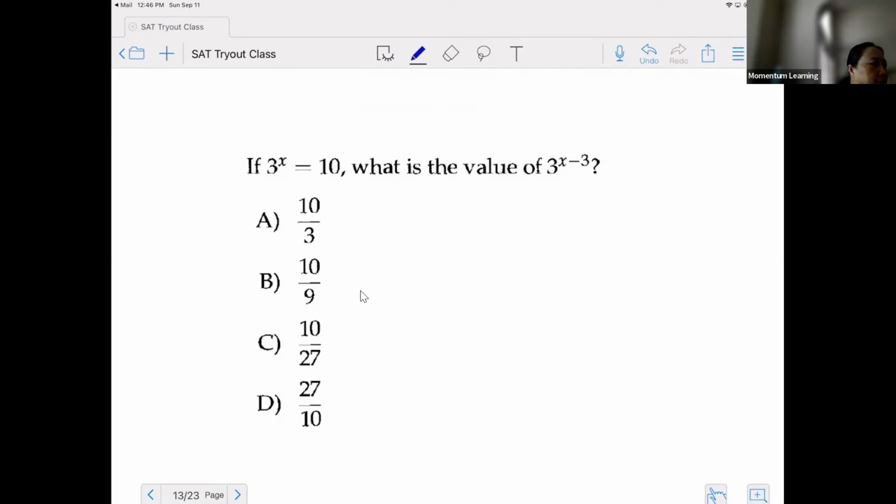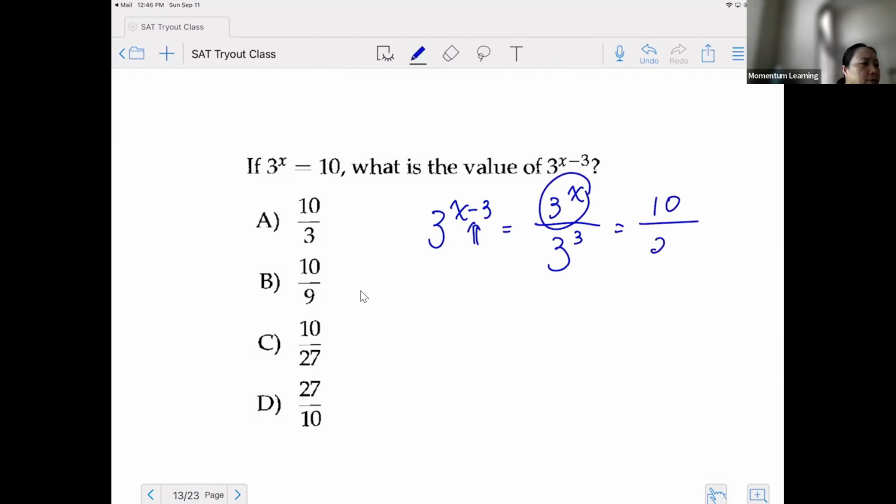So I already know 3 to the power x, 3x minus 3. That's the formula the other way. So I know I'm going to separate that into 3 to the power x, divided by 3 cubed. Remember, subtraction of the exponent is a division. I already know 3 to the power x is 10, and then 3 cubed itself is 27. So this is the answer, 10 over 27.